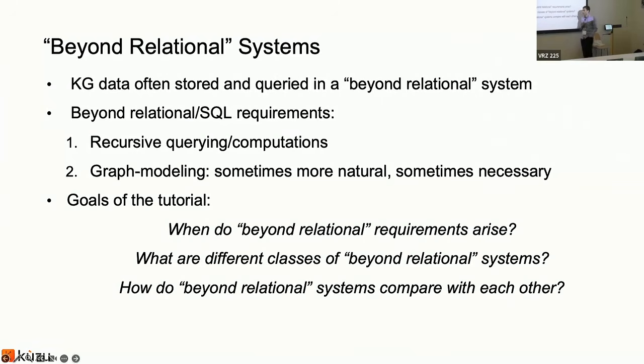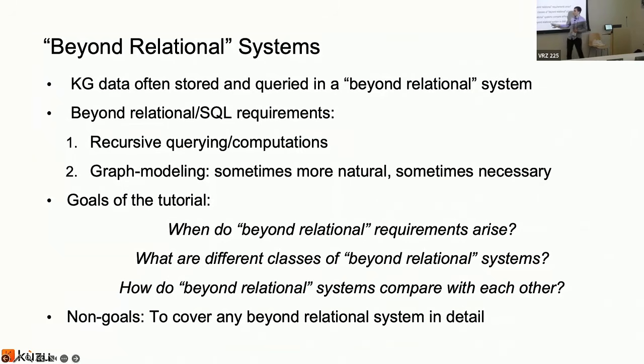So the goal of this tutorial is to answer questions like this. When do these beyond relational requirements arise? When do you end up requiring some kind of recursive computation or graph modeling? And there are three classes of systems that I will talk about: Datalog, property graphs, and RDF. How should you think about them? What are the different classes of these systems? And how do they compare with each other? So I hope to provide a framework for people to think about these three classes of systems, so you can position them and understand which one may be more suitable for some of your application needs.